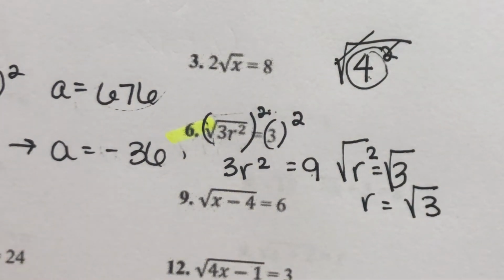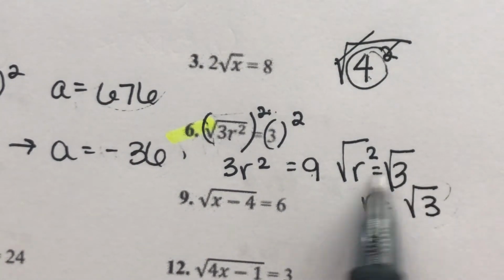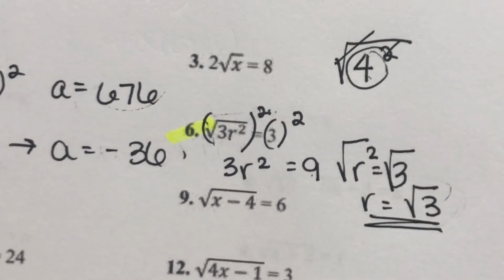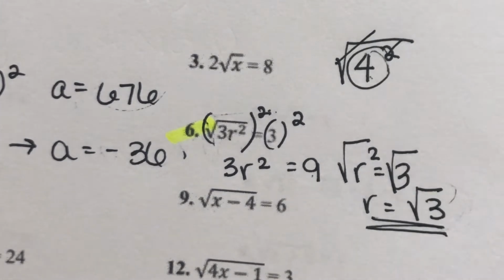It does not tell us to round our answer, so we're going to leave it under the radical like this. So our answer is square root of 3. We can't simplify that anymore, so we're just going to leave it as is. All right, number 7.